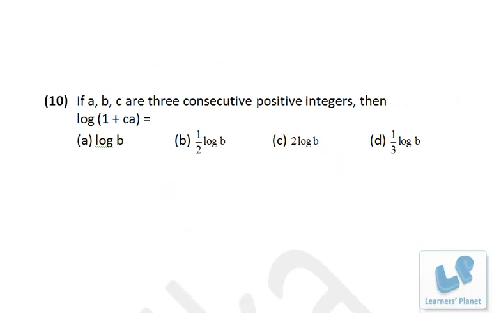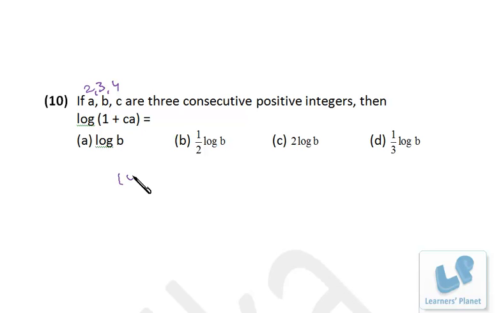Now this one, if a, b, c are 3 consecutive positive integers, then log 1 plus ca is equal to. Now you can assume a, b, c to be consecutive integers. Suppose I assume it to be 2, 3 and 4, right? So I have to find out log of 1 plus ca. So c into a, 4 into 2, 8. So log 1 plus 8, that's log 9, right?